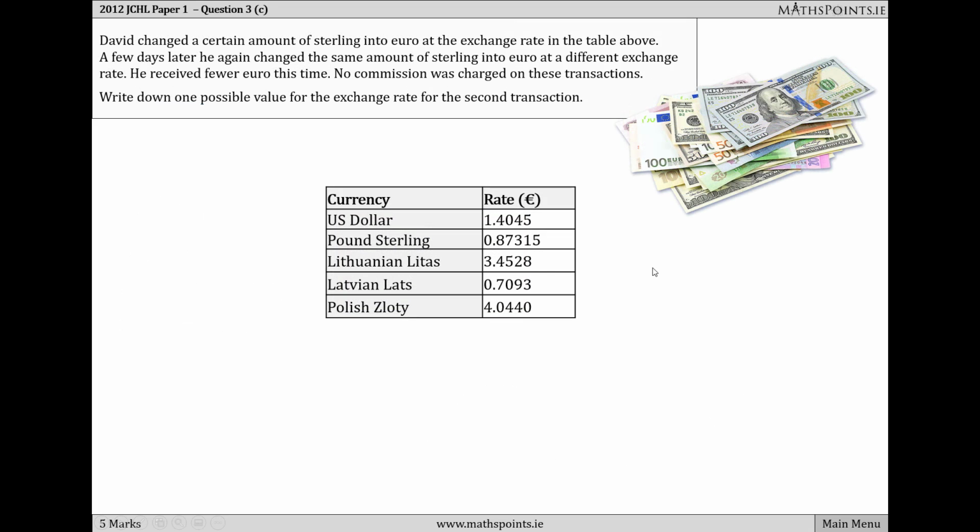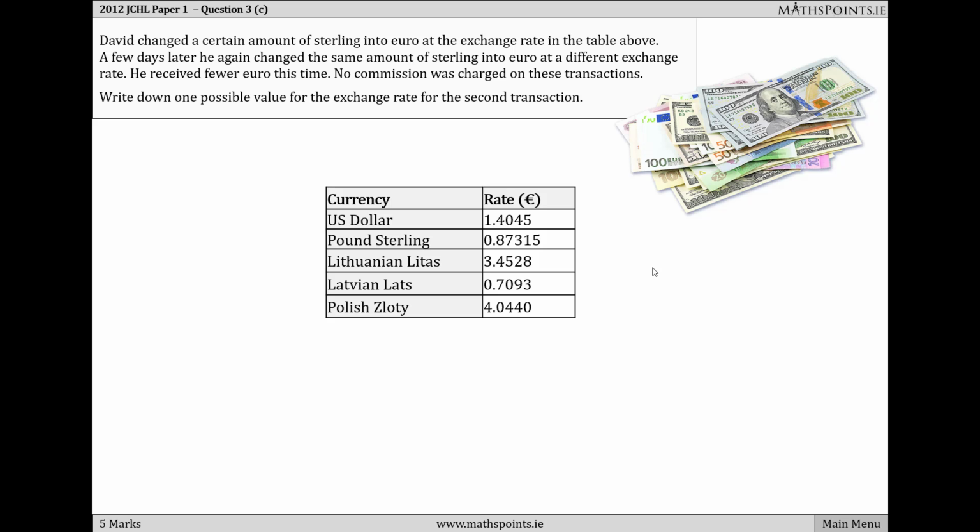So the C part is a tricky question to get your head around. It says that David changed a certain amount of sterling into euro at the exchange rate in the table, and a few days later he changed the same amount of sterling into euro at a different exchange rate. And the second time that he changed the money, he received fewer euro. There's no commission on these transactions, and we have to write down one possible value for the exchange rate for the second transaction.